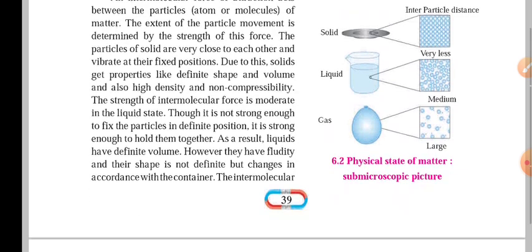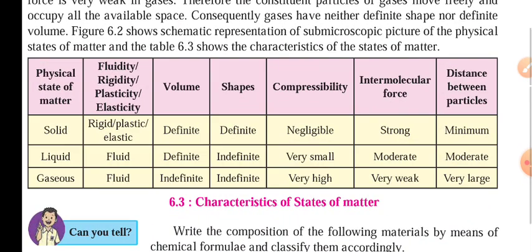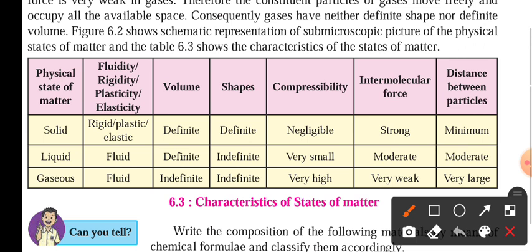Another part: when we talk about these three different states, solid, liquid, and gaseous, they have given a table over here. Let's discuss the table. Fluidity means how fluid they are, whether they move on the surface. Then rigidity, plasticity, and elasticity. When we talk about the solid, they are rigid, plastic, and elastic. This means that if we keep any particular material or matter on the table, it will remain in the same shape and the same size. Why? Because it is a solid, it has a rigid body.